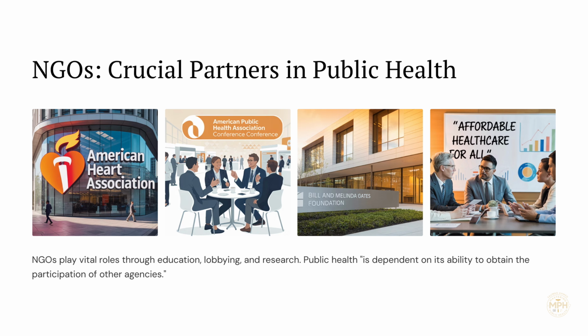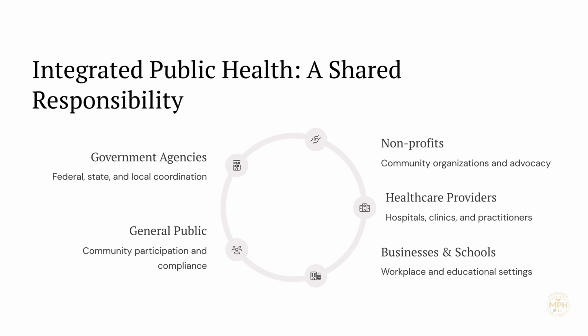Coordination across sectors. Public health cannot succeed in isolation. Whether responding to a pandemic or reducing chronic disease, it requires seamless coordination and collaboration between all sectors of the community. This includes government agencies at federal, state, and local levels, local non-profits, hospitals and other healthcare providers, businesses, schools, the media, and, of course, the general public itself.